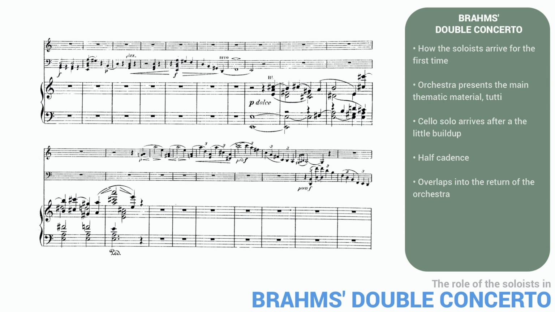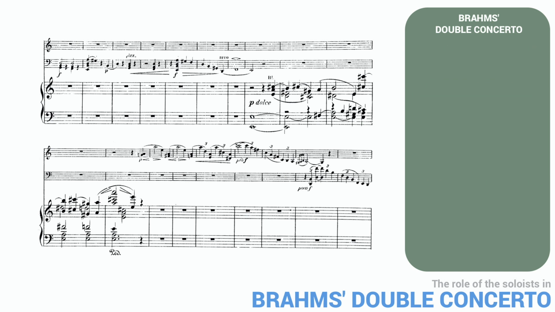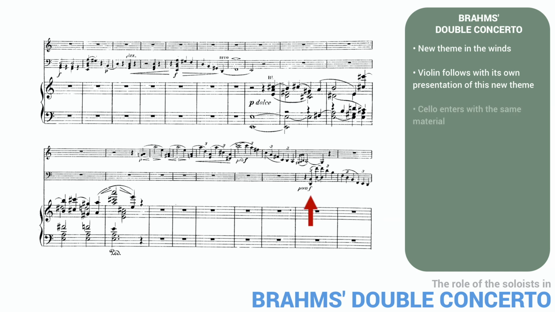But what about the violin? Having the violin just reply with the same material after that long cello solo might make it sound like a secondary instrument. So Brahms first briefly presents a new theme in the winds, and then the violin follows with its own little presentation of this new theme. And then, to show that this really is a double concerto, the cello enters with the same material and the two instruments engage in imitative dialogue.